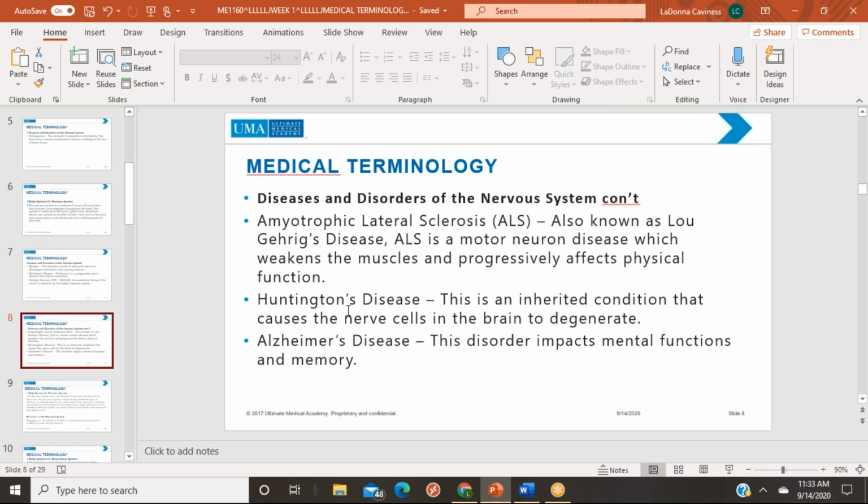The next one is Huntington's disease. This is an inherited condition that causes the nerve cells in the brain to degenerate. And the next one is Alzheimer's disease. This disorder impacts mental function and memory, and this is another classic disease in older people.